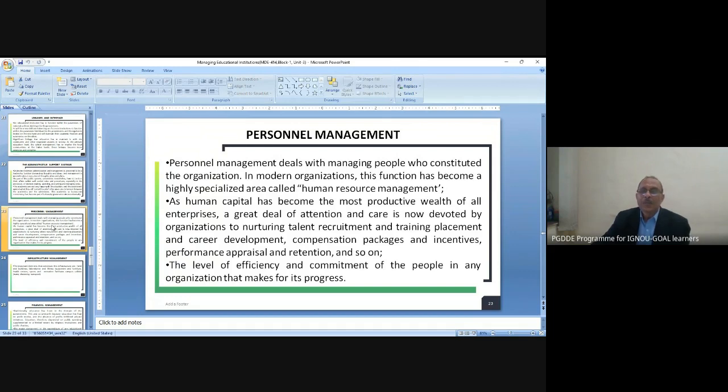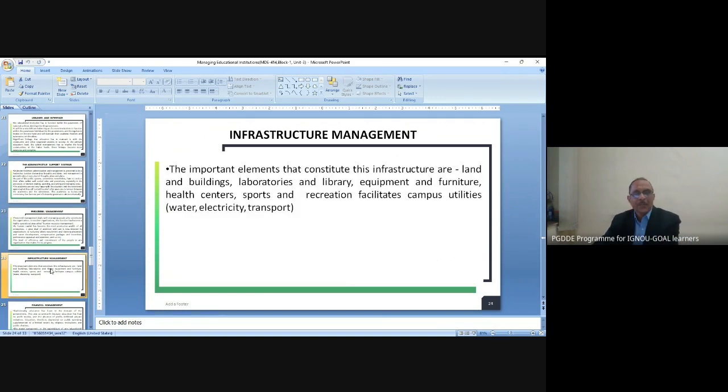Human capital has been the most productive wealth of any educational institution. A good leader is one who attracts the best minds, whether academic or non-teaching, non-academic staff. How you attract them, how you recruit them, how you train them. I think that's where institutional personnel management is involved.